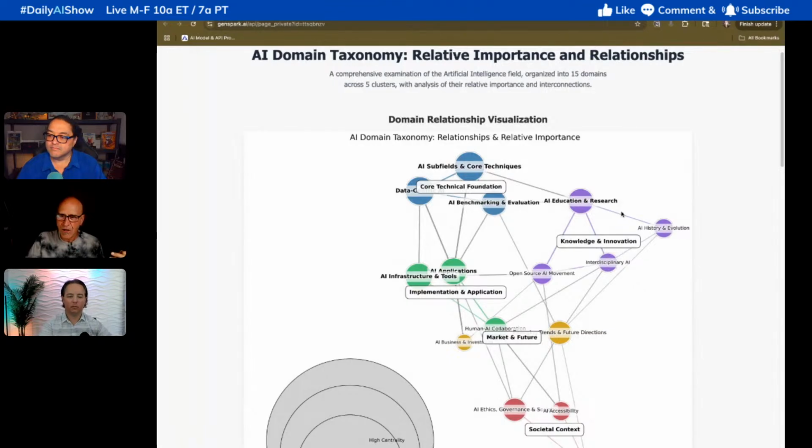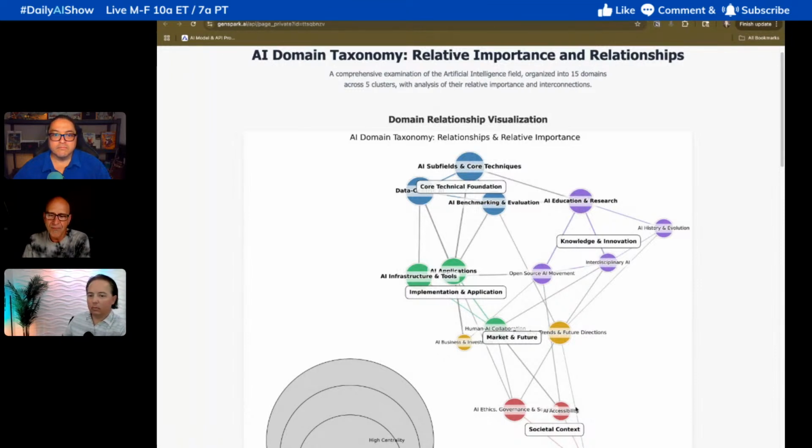These ones up here, these two, particularly the AI subfields or the core technical foundation and the implementation and application areas, those are the heaviest weight. They have the largest circles in this diagram. And if you just studied these 2 areas, this would be really the core of what you need to understand about AI. But there are these other things that are adjacent and equally important. And we talk about all of these things on the Daily AI Show.